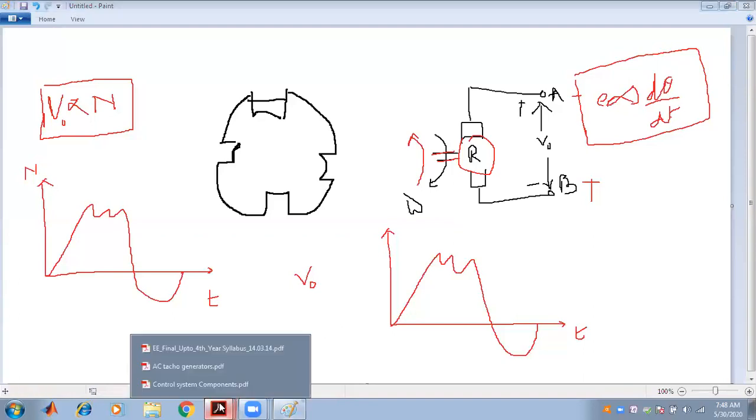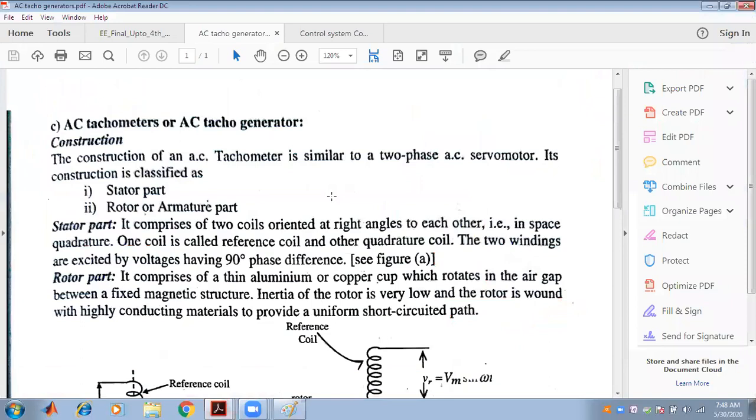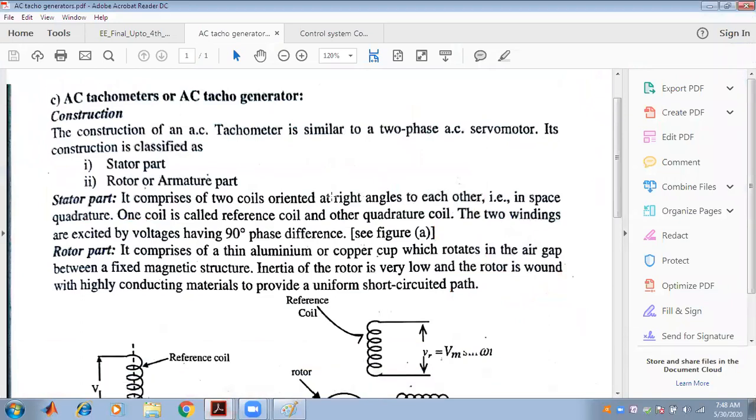So now we will concentrate on the AC tacho generator. AC tachometer or tacho generator construction: it has two phases. It is similar to an AC servo motor, where it is constructed in two parts. One is known as the stator part, and the other is known as the rotor or the armature part.